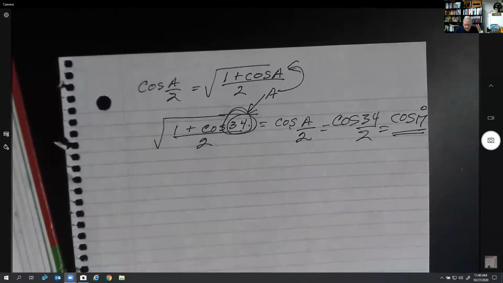Okay, so that's kind of the idea behind it. I'm not going to spend a lot of time on this. I'll let you figure it out a little bit on your own too.